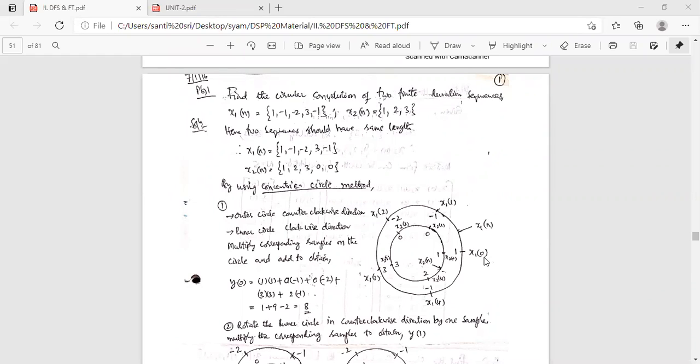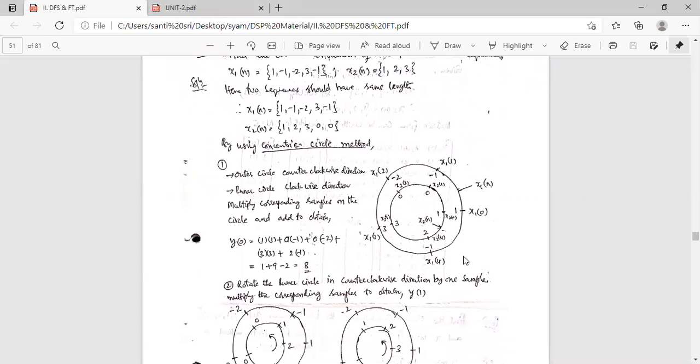Then first we have to multiply corresponding samples on the circle and add to obtain y of 0. See, by multiplying these two: 1 into 1, plus minus 1 into 0, plus minus 2 into 0, that is 0, plus 3 into 3, 9, plus 1 into 2, minus 1 into minus 2. Like that, we multiply these elements so that we get y of 0.